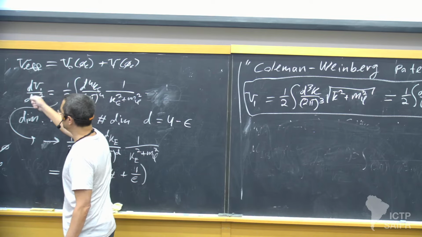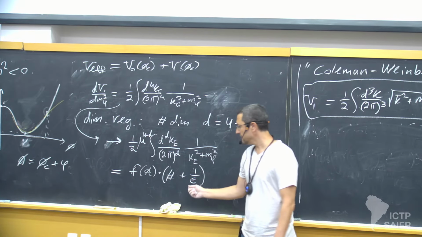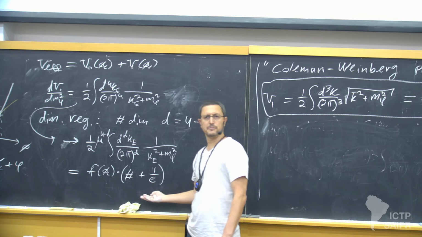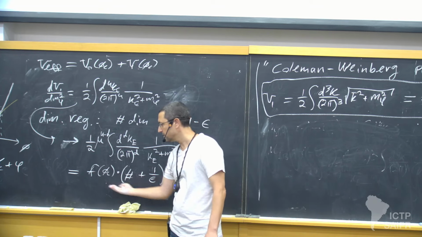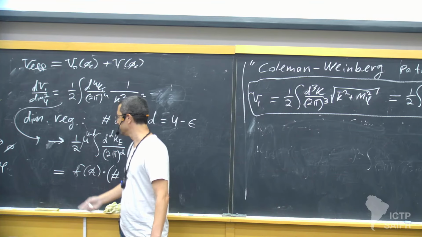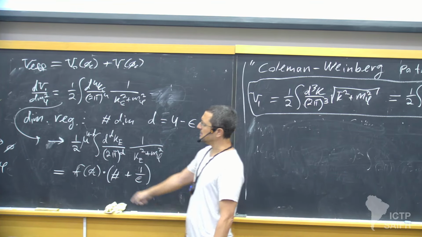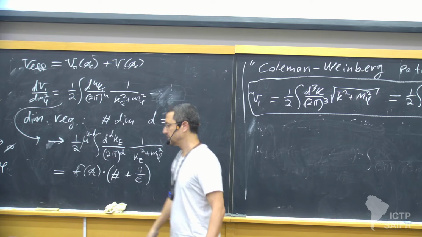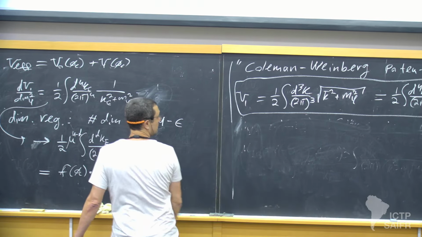This was dV/dm_phi squared. At any epsilon different from 0, this object is regular. Right? It blows up when you take epsilon to 0, but mathematically you can work with it. It's a finite function. And so nothing stops me from integrating. So to get back to my regularized V1, I just integrate with respect to m_phi squared, and let me write the answer that I get.